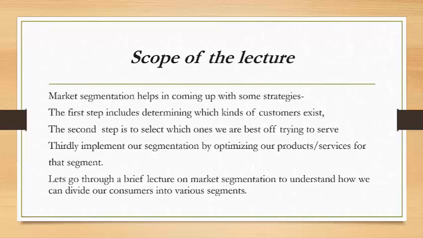Now, what does market segmentation do? Market segmentation comes up with various strategies. The first one is determining what kind of consumers exist. Do you have mainly kids as your possible consumers, old people, young adults, middle-aged groups? It also allows us to go to the next step of selecting which ones we are best off trying to serve. If our product better suits adolescents, then maybe we can very safely overlook other groups and focus on serving or catering to the needs of adolescents better.